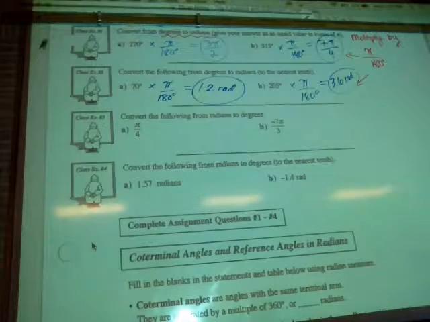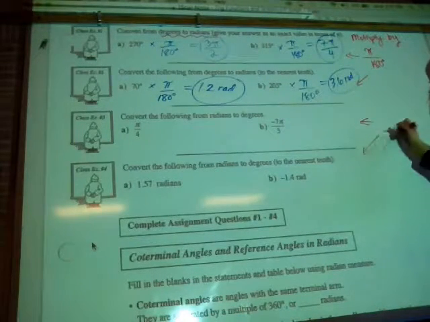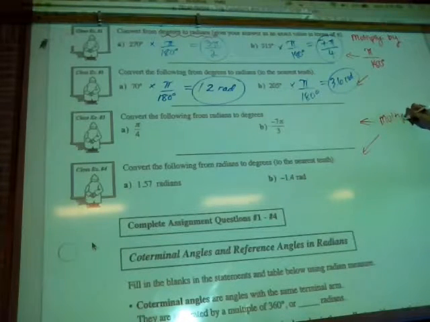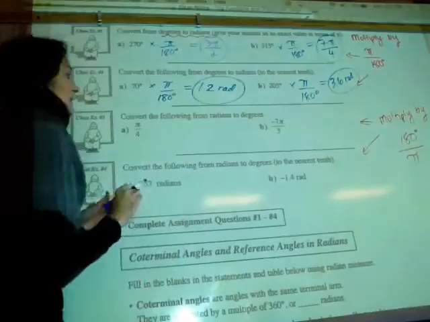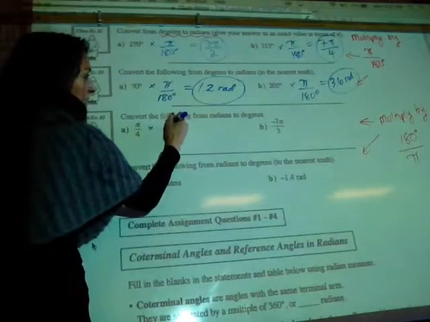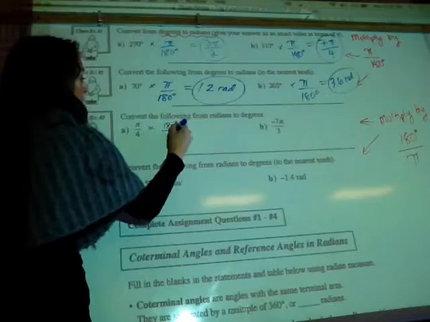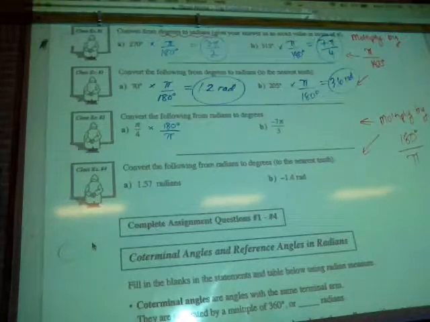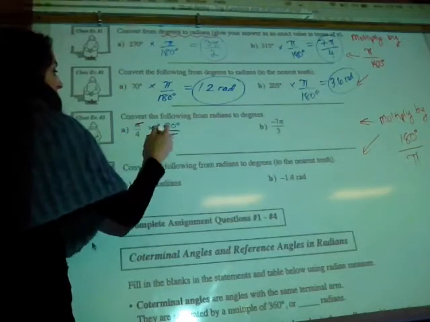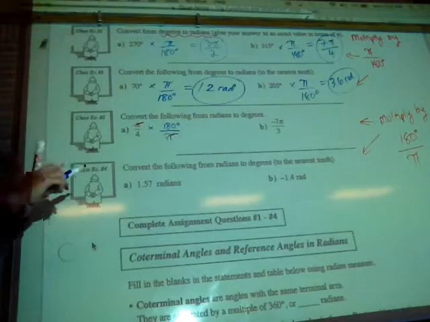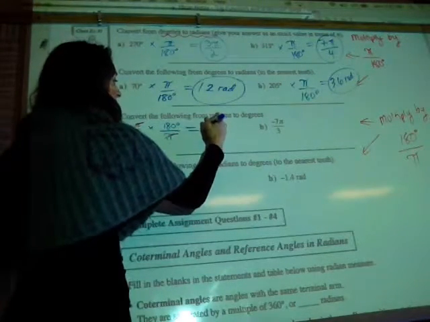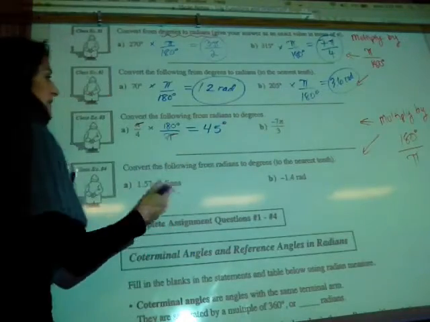For the next two sets of questions, we need to go from radians to degrees. So for these examples, we have to multiply by 180 degrees over pi. So if we have pi over 4, we're going to multiply that by 180 degrees over pi. What's going to happen to those pi's? Cancel out. Okay, and then if we calculate 180 divided by 4, we should get 45 degrees.